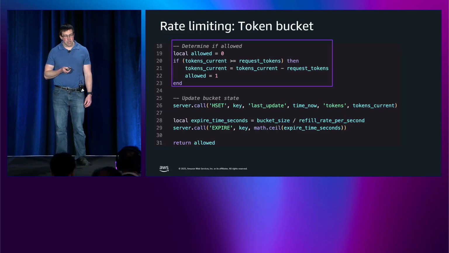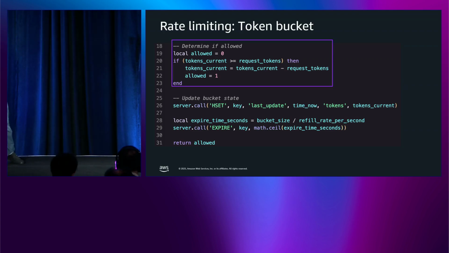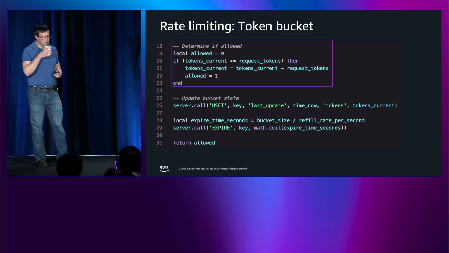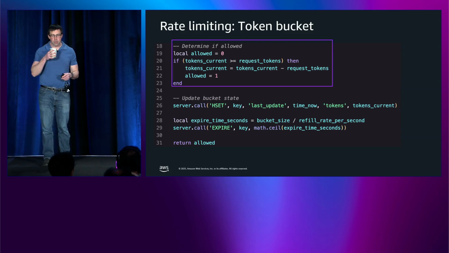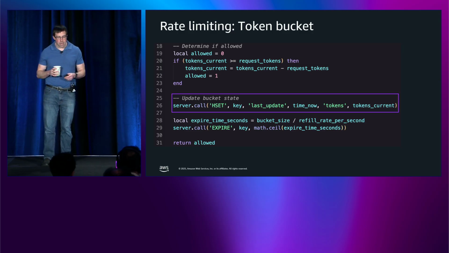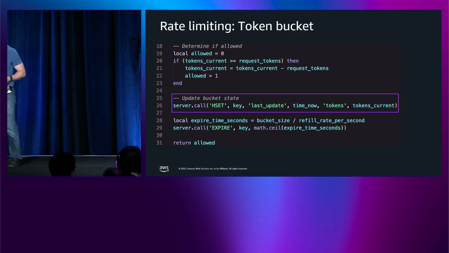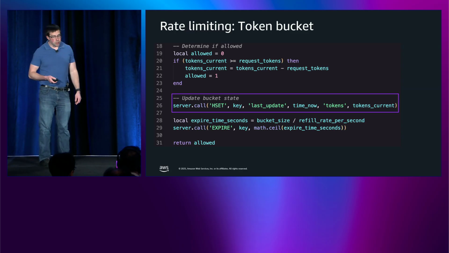And then we need to determine if the request is allowed. So if we have enough tokens, if our current token count is more than the number of requested tokens, then we will subtract and allow the request. Otherwise, it will be disallowed and the number of tokens are not updated. And then we'll go and update that data structure to represent the current number of tokens and the last update time. And lastly, we'll do some optimization here.